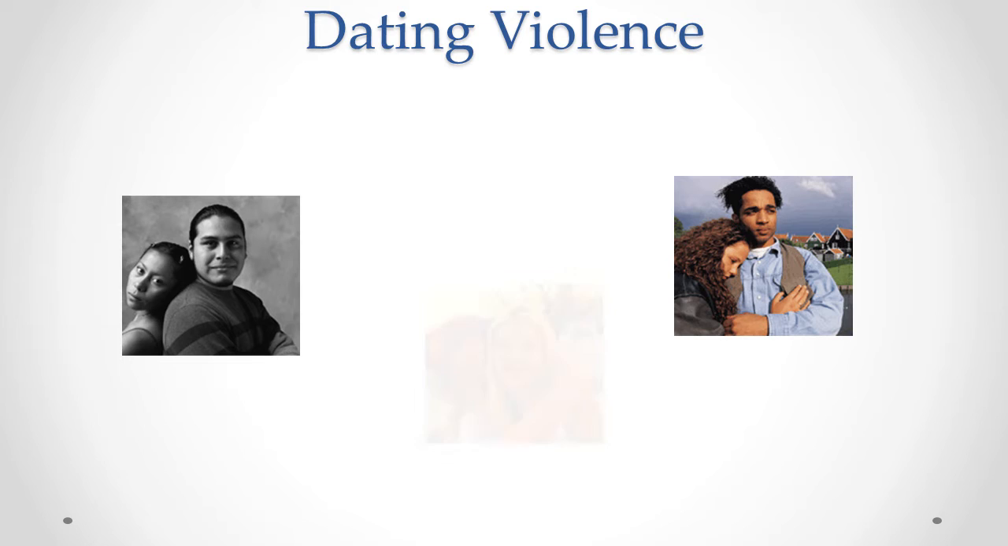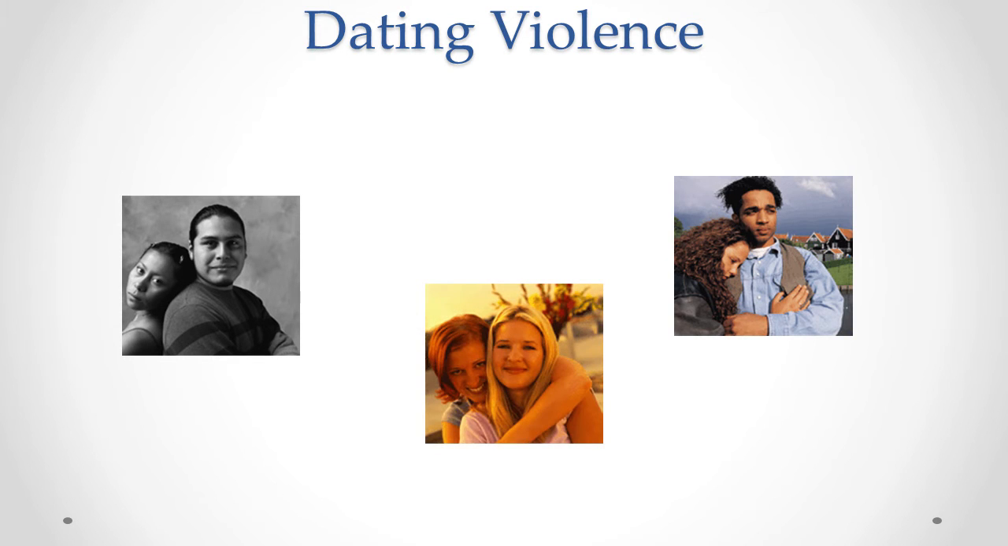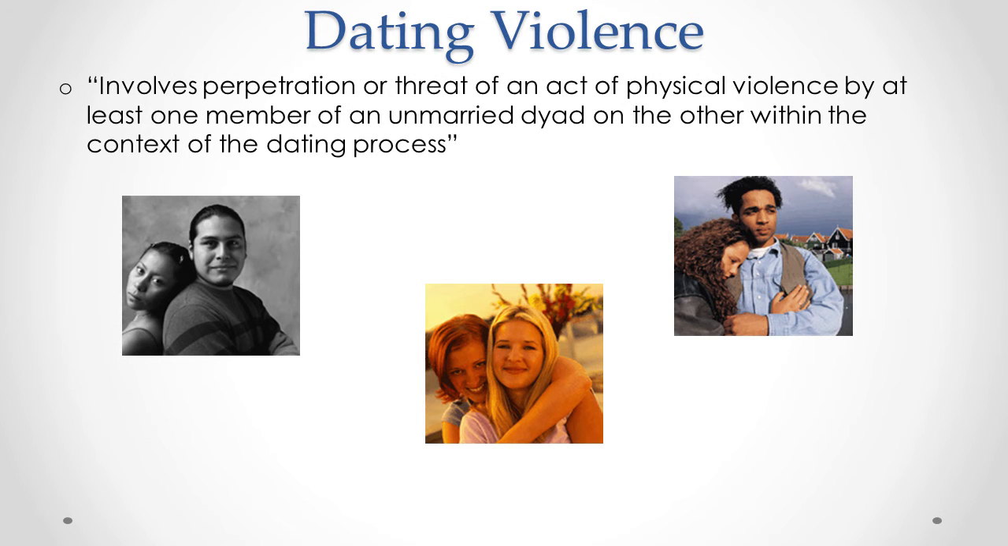Not only do we have differences in terms of research, but we also have differences in terms of what it legally means to engage in dating violence tactics. The definition that we're going to use for this class, you'll see on the slide. Dating violence for this class is going to be any sort of activity that involves perpetration or the threat of an act of physical violence by at least one member of an unmarried dyad against another within the context of a dating process. So let's unpack that a little bit.